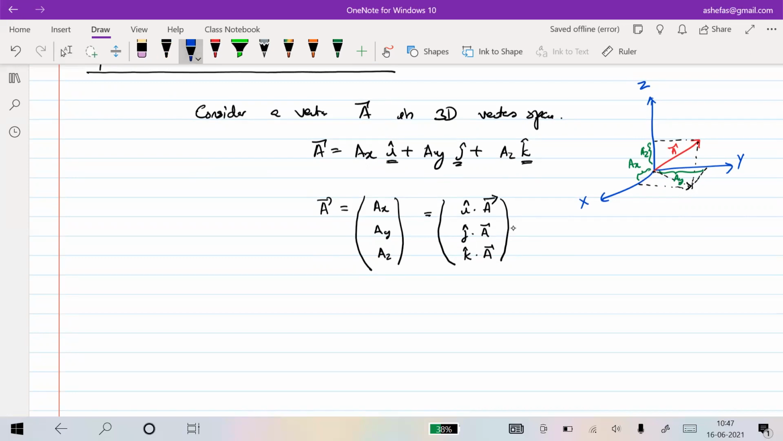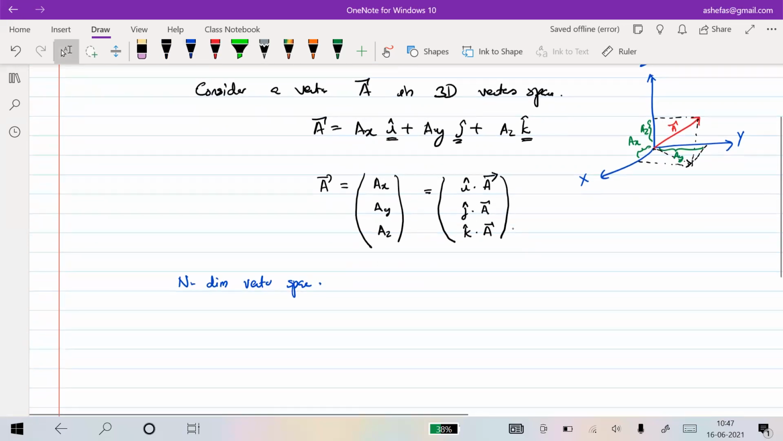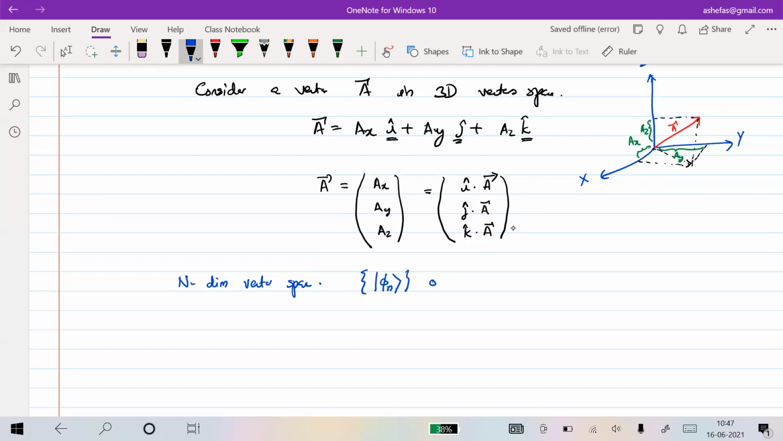Now we can go to an n-dimensional vector space. Consider an n-dimensional vector space in which the kets phi n are, let us suppose, an orthonormal basis like your i, j, k. So what is an orthonormal basis? The inner product of phi i and phi j would be delta ij. The scalar product with the same vector will give 1. The scalar product with a different vector will give 0. So that means the different vectors will be orthogonal.